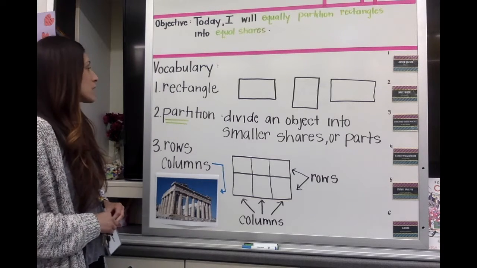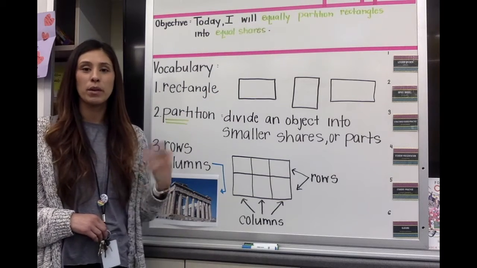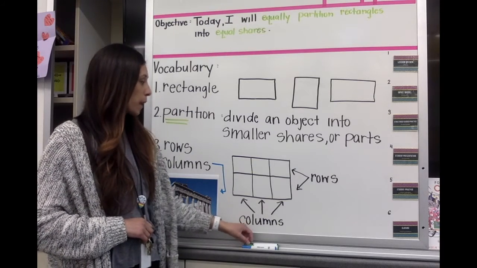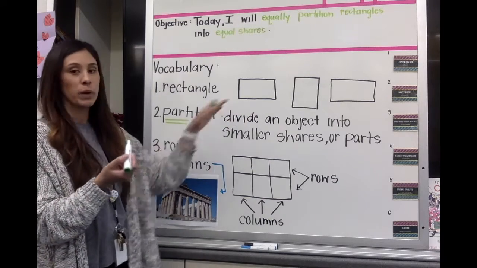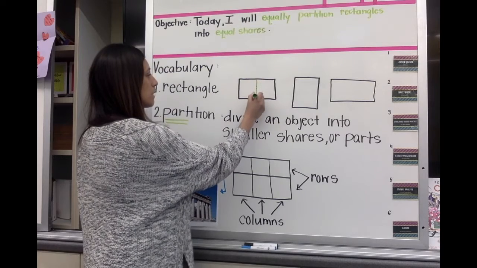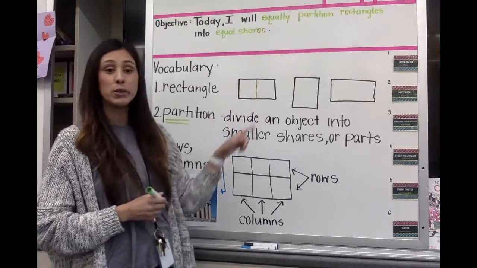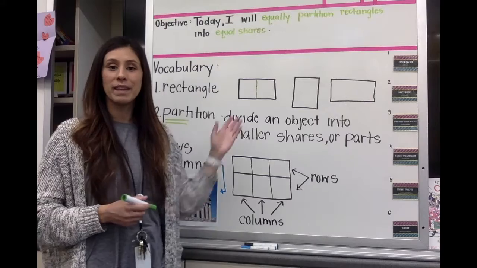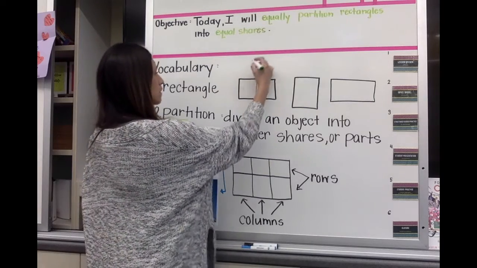All right, so I'm going to hop back up here, because we have a couple of new vocabulary words that I just wanted to go over with you. I'm going to take just green, and I'm going to partition this first rectangle into 2 parts. So I'm going to draw a line down the middle. Now I created 2 columns, 1 column and 2 columns. So this rectangle has been partitioned into halves, okay?